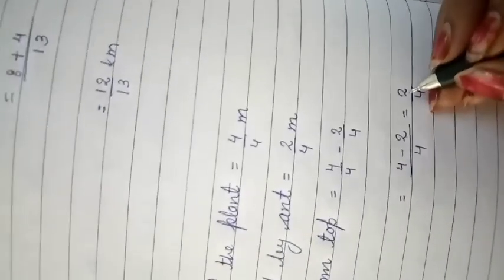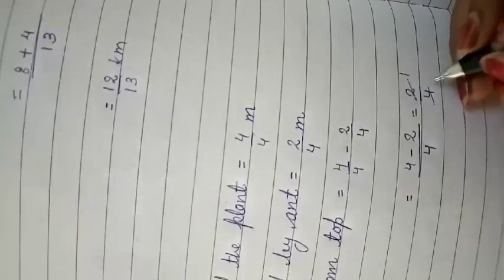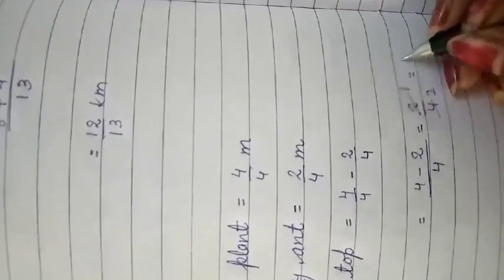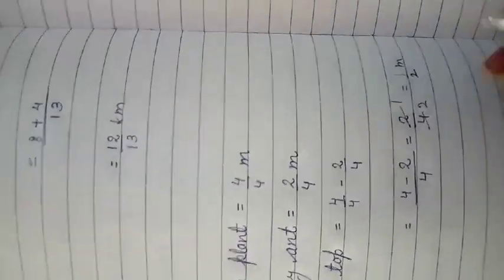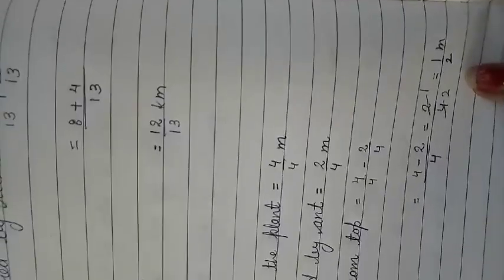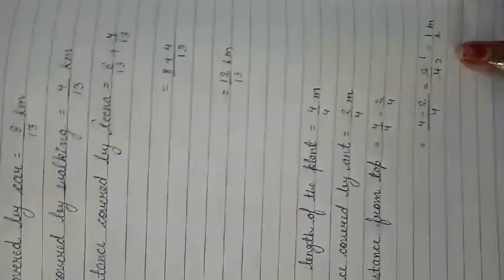As we know that 2 and 4 both have a common factor, which is 2, let us divide. 2 ones are 2, 2 twos are 4. So it is 1 upon 2 meter. The distance which is left now to reach the top is 1 upon 2 meter.